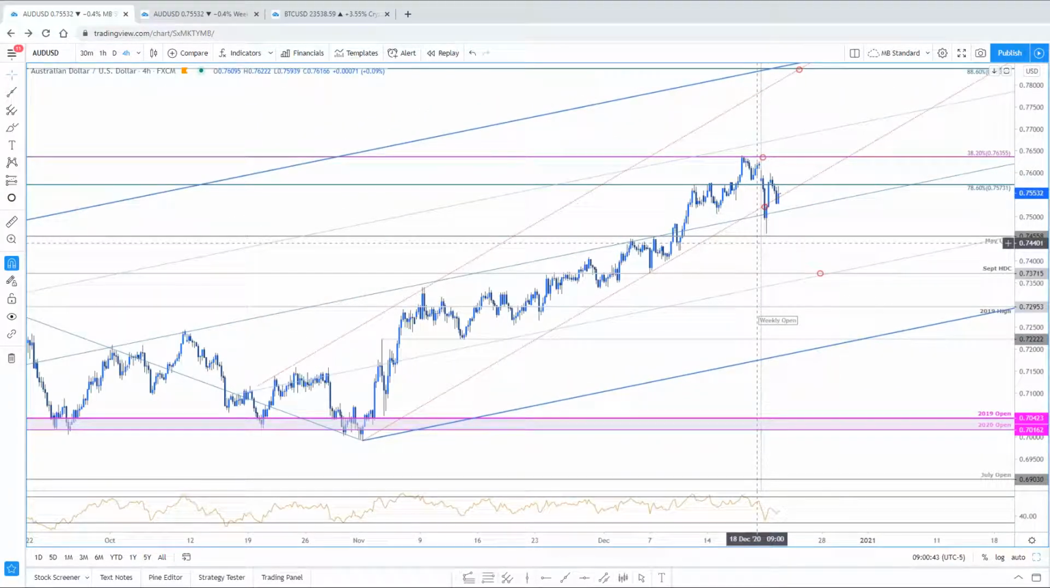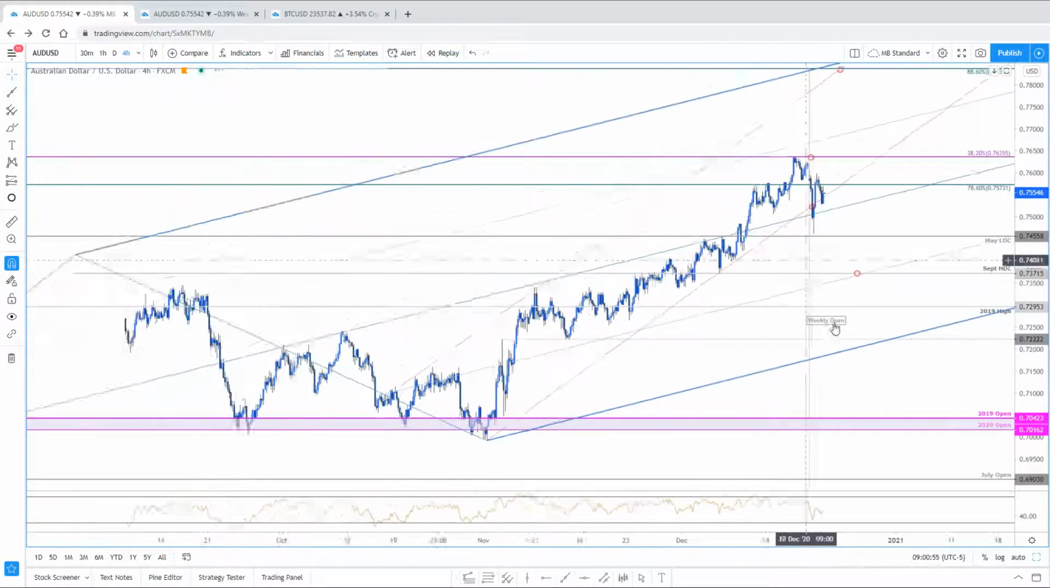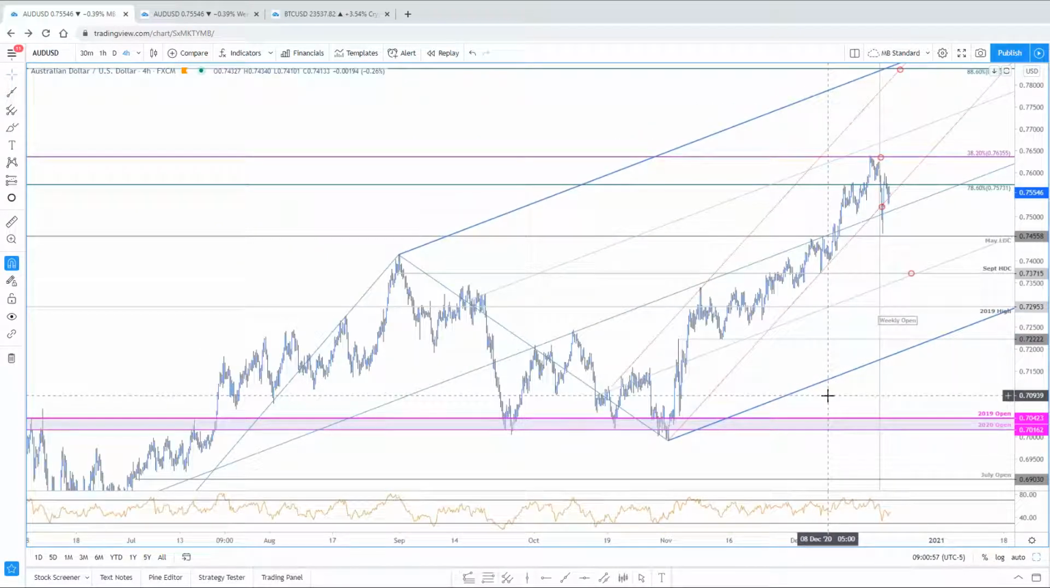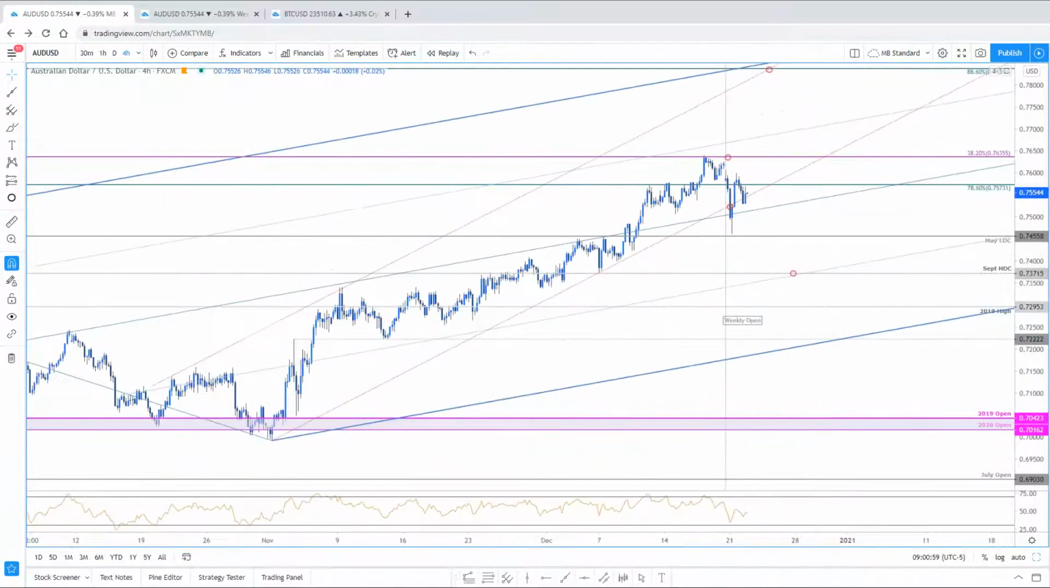But the play would be, if it's going to correct, exhaustion on any rallies ahead of 76.35 and the break below 74.50 to really onset a little bit more of a decline, a little bit more of a setback within the broader advance. So that's where I am with Aussie, right?